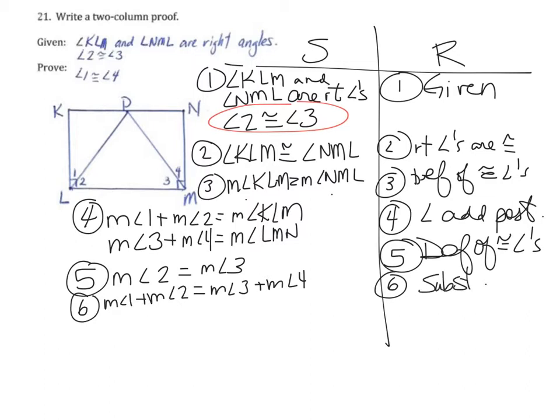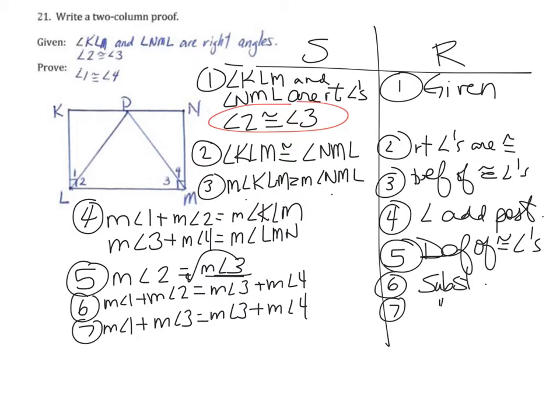Now, I know the measure of angle 2 equals the measure of angle 3, so I'm just going to plug it in. So I could say in step 7, the measure of angle 1 plus the measure of angle 3, I just plugged it in, equals the measure of angle 3 plus the measure of angle 4. And what did I do? I once again used substitution.